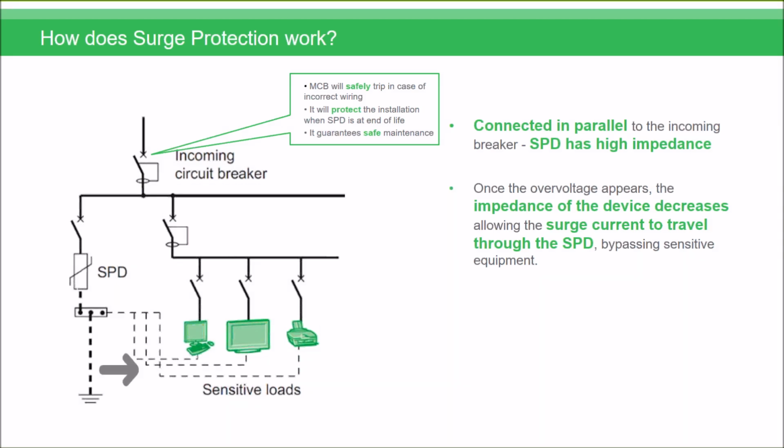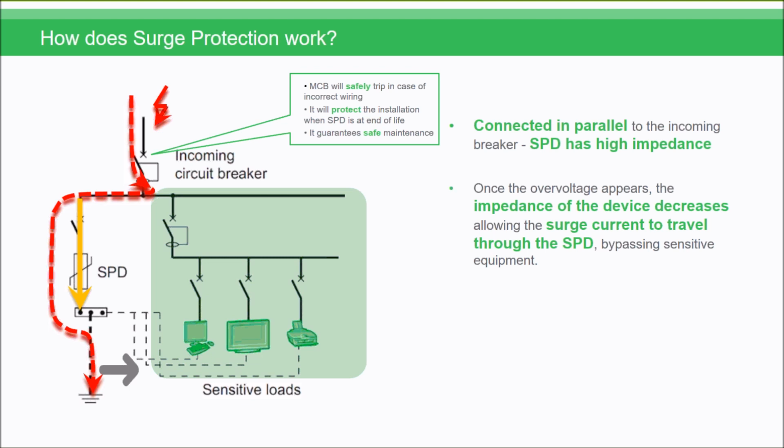So we look at how surge protection devices work. You can see a typical scenario here with surge protection as a part of the system. The surge protection device is connected in parallel. In normal operation it has a high impedance. Once the overvoltage appears, the impedance of the surge protection device decreases, and it allows the surge to travel through the device, bypassing all of your sensitive equipment and the system that it's connected in parallel to.